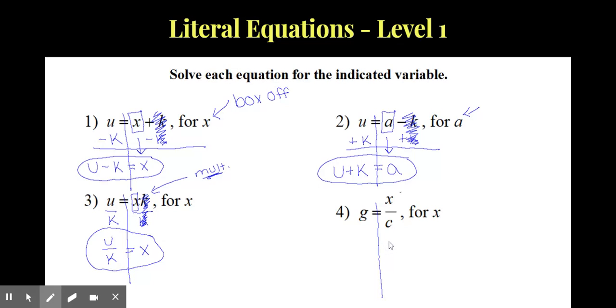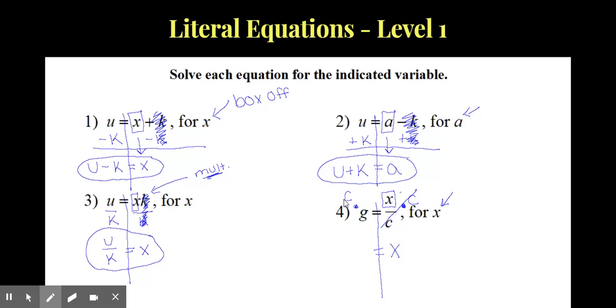Which variable in the equation should I box off? I need to box off the x. Again, you always want to box off the variable that you are asked to solve for. Outside of the box, I see divide by c. How do I undo dividing by c? I multiply. So I'm just going to multiply both sides by c. When we do that, my c's will cancel and I drop down the x equals.